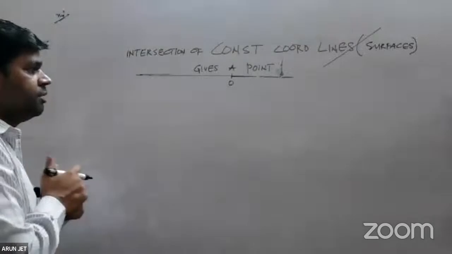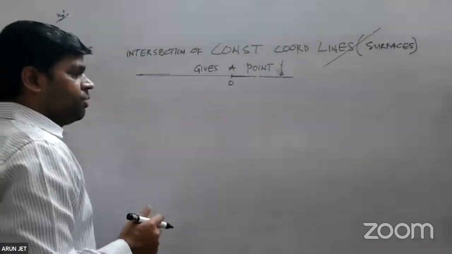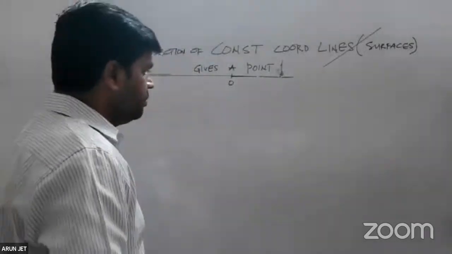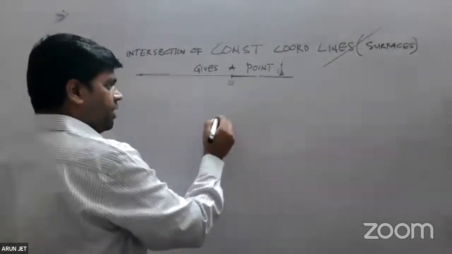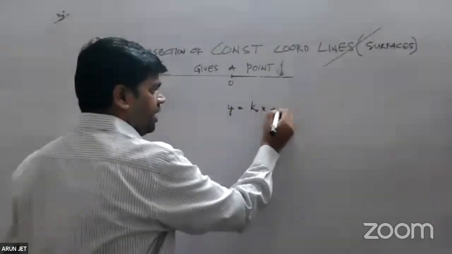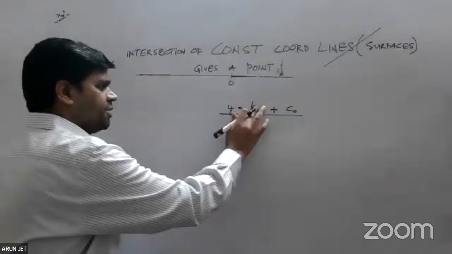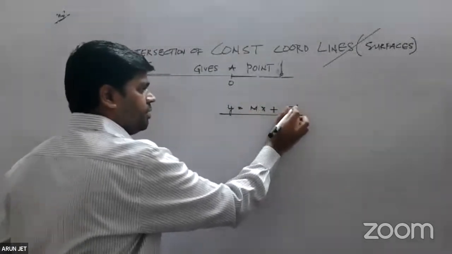Now, let's understand one thing. How do we plot a line? Y is equal to mx plus c. Okay. How do you plot a line? Y is equal to mx plus c.